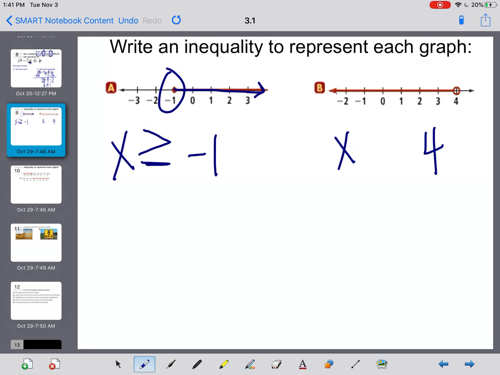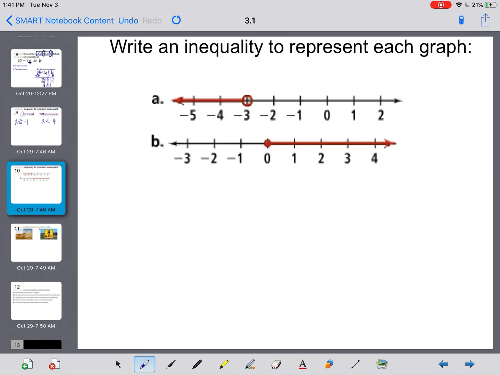Okay, second one, I'm going to put my variable and the number 4. It is an open circle, so I do not have an equal to bar underneath my inequality symbol. And I see that all my numbers that are shaded are less than 4.